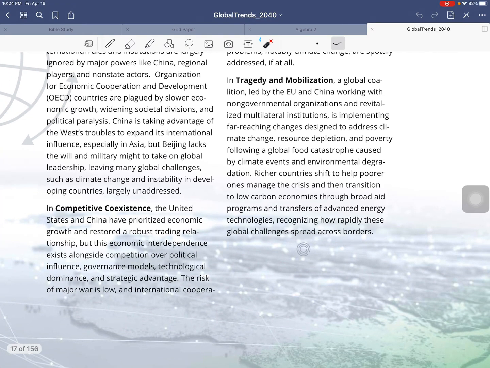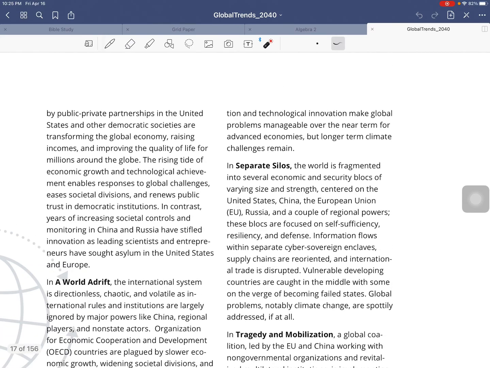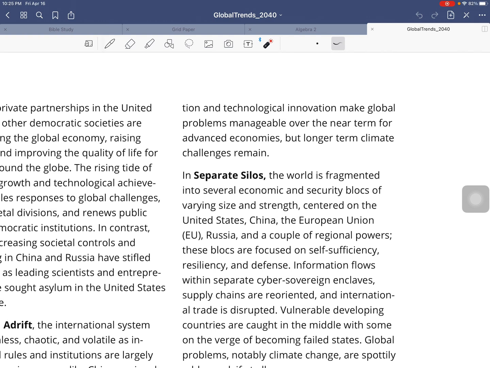In Competitive Coexistence, the United States and China have prioritized economic growth and restored a robust trading relationship. But this economic interdependence exists alongside competition over political influence, governance models, technological dominance, and strategic advantage. The risk of major war is low, and international cooperation and technological innovation make global problems manageable over the near term for advanced economies, but longer-term climate challenges remain.